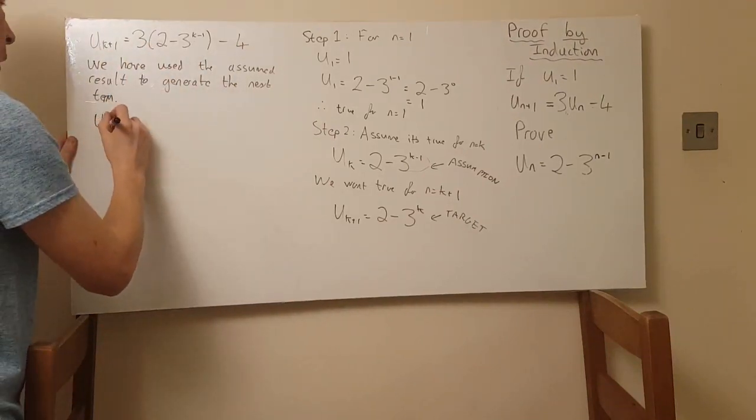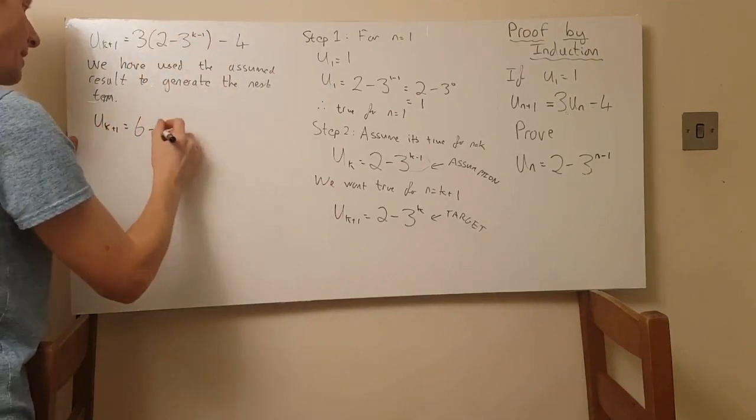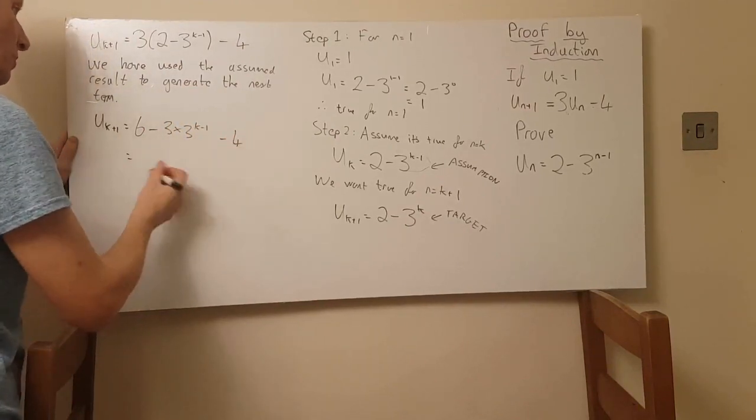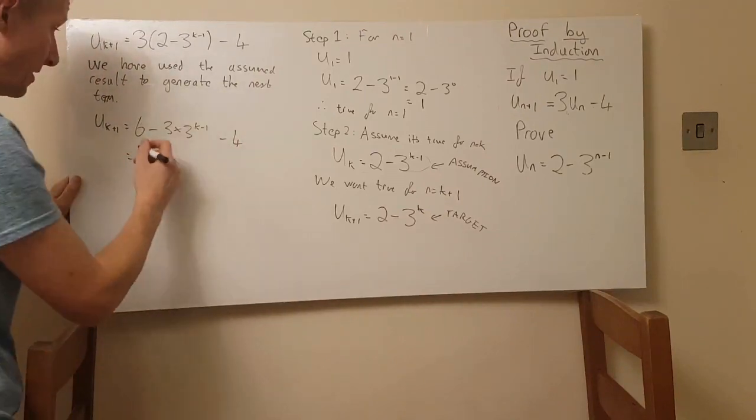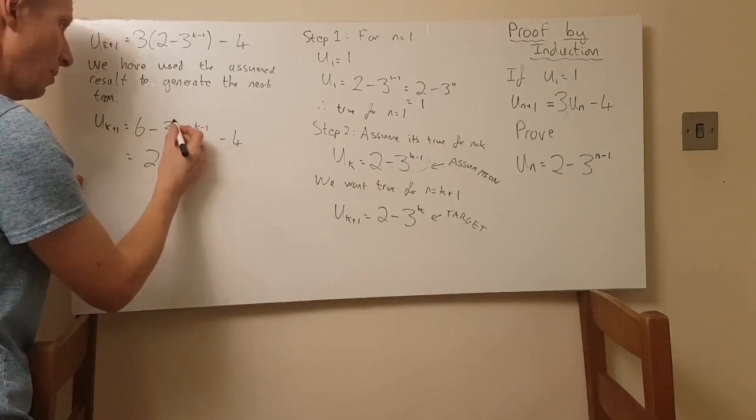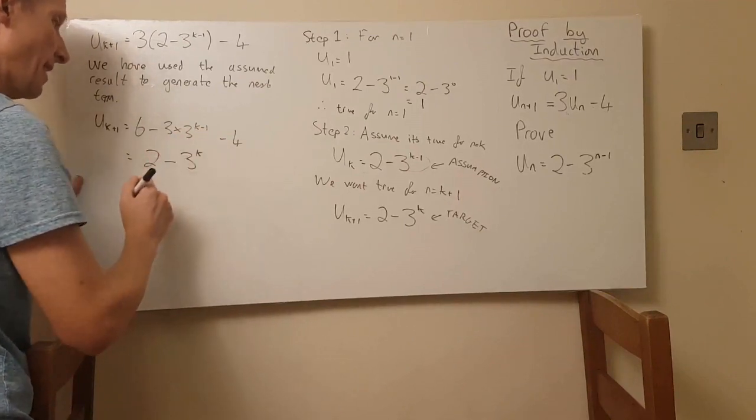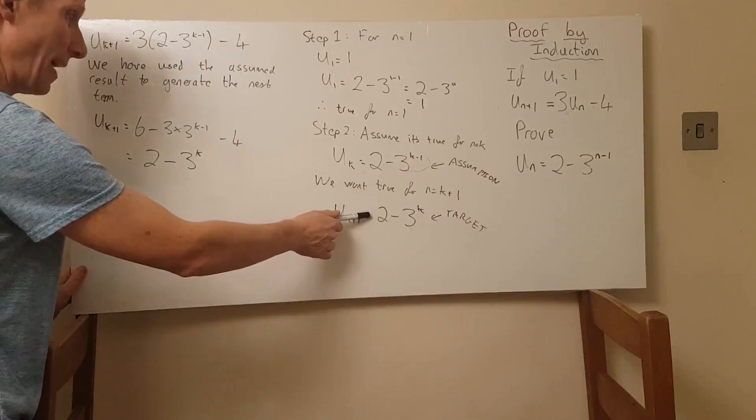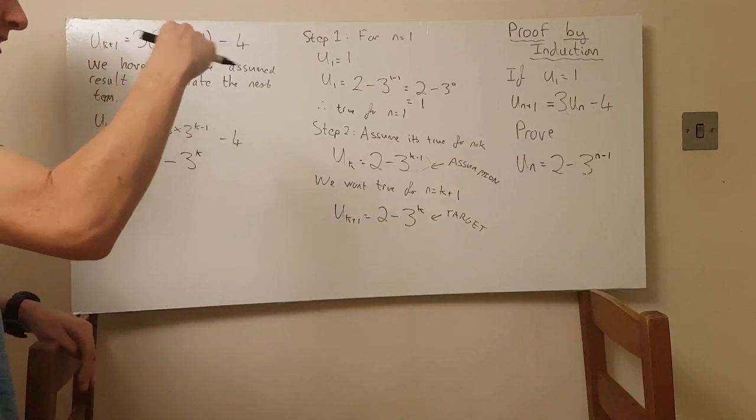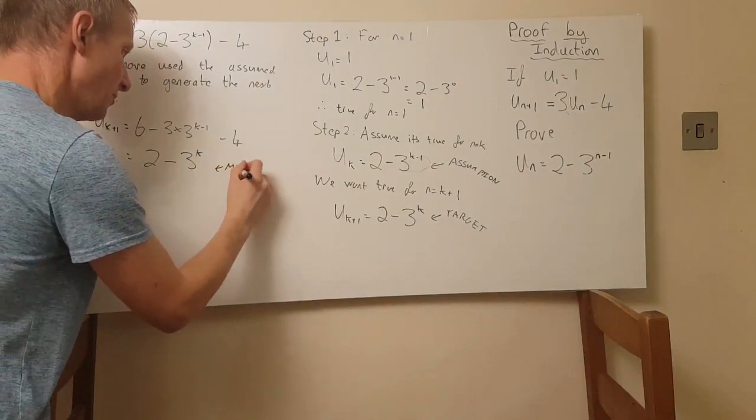So looking at this, uk plus 1 equals, multiply the bracket, I get 6, subtract 3 times 3 to the k minus 1, subtract 4, which equals, the 6 and the 4 will subtract and give me 2, subtract 3 times 3 to the k minus 1. I've got a power of 1 there, I add the powers, 1 plus k minus 1 gives me 3 to the k. Which is exactly what our target is. So what we've done is proven that if we are stood somewhere on this ladder, then it's possible to climb to the next rung, because this matches the target.